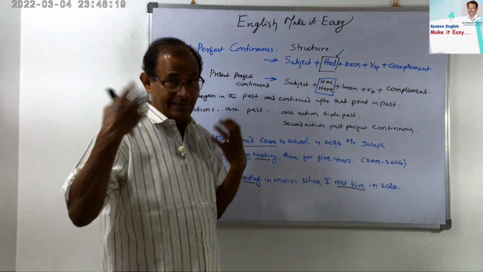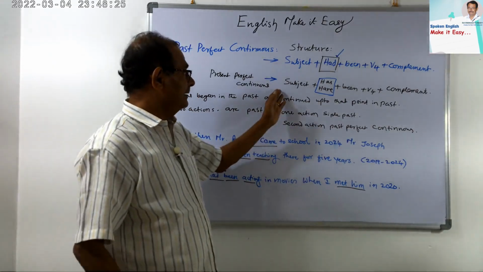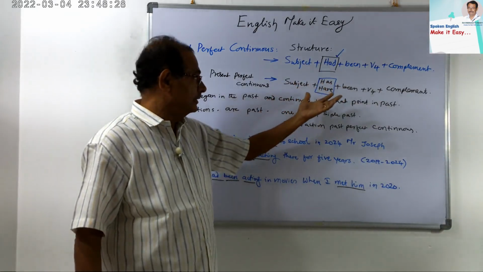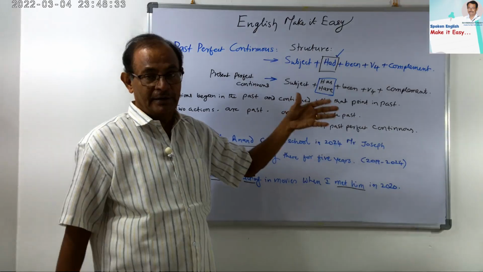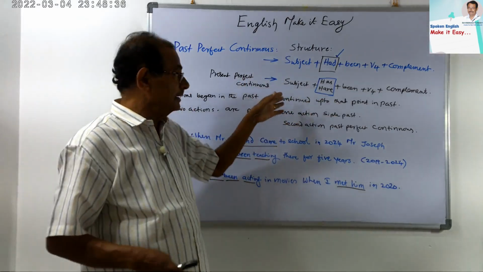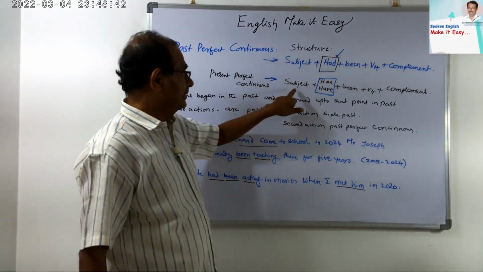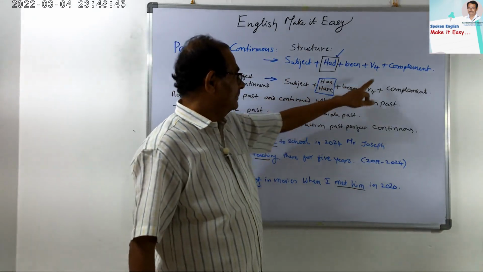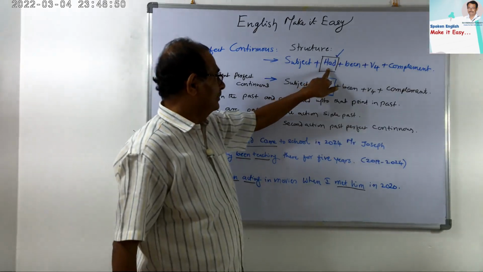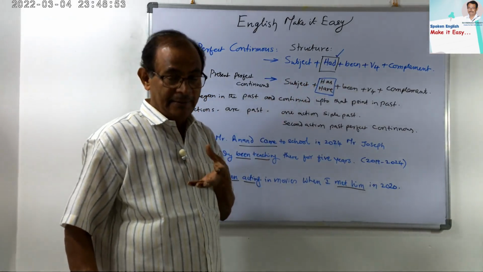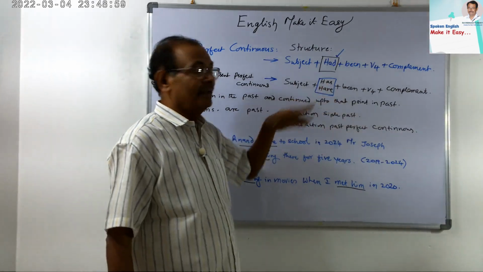If you can recollect the structure of the present perfect continuous, see here I have written it down; I already wrote this on the board. To compare these two things, in the previous slides I did not write, but in this slide I wrote very clearly to make the difference very clear to you students. Subject same, been same, V4 same, complement same, everything is same. What is the difference? Past perfect continuous takes had because that is past, and present perfect continuous takes has and have. That is the only difference.